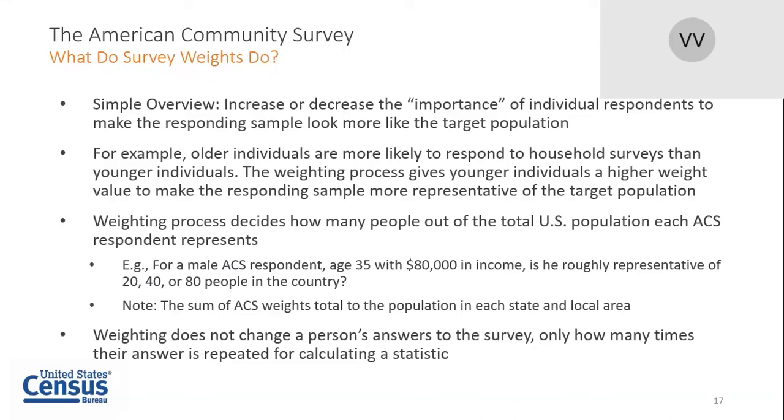So one important clarification is that the weighting algorithm and the creation of these weights does not change a person's answers to a survey, only in essence how many times their answer gets repeated for calculating a statistic. So when we talk about this release of the ACS being experimental, and these experimental tables and data, what is experimental are the survey weights. For the most part, all the other variables on the file are constructed in a similar manner as in prior years.